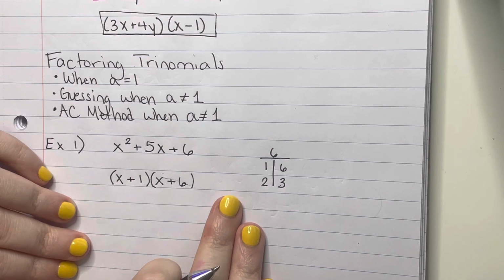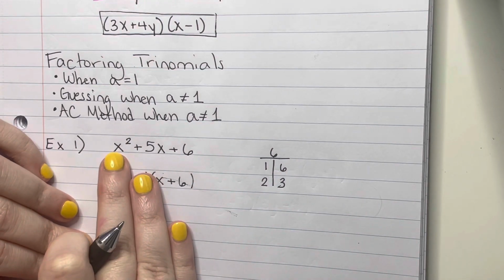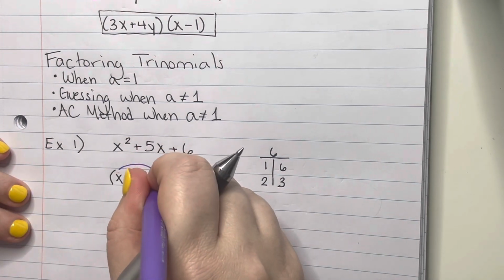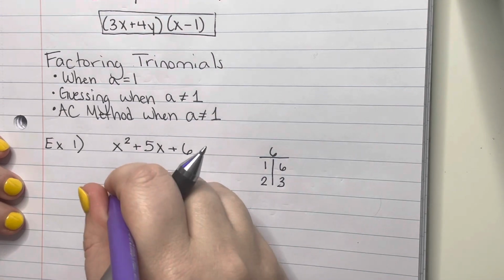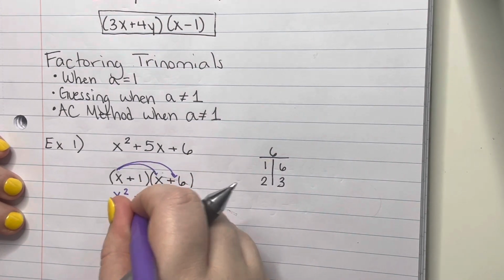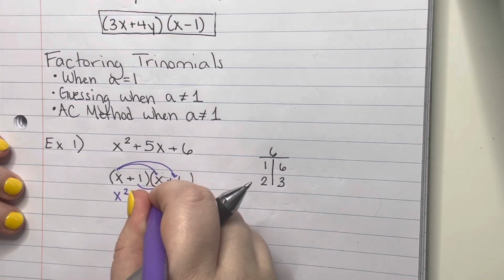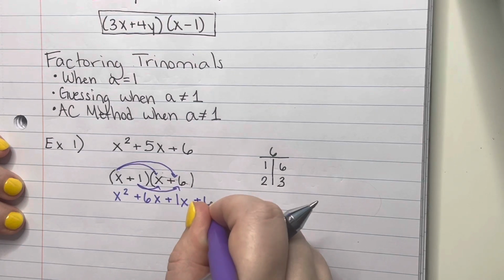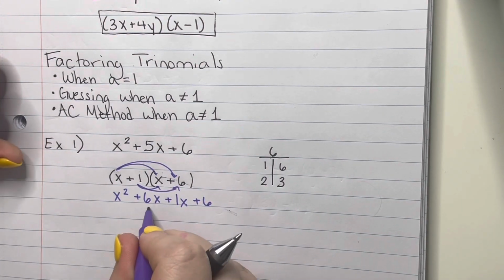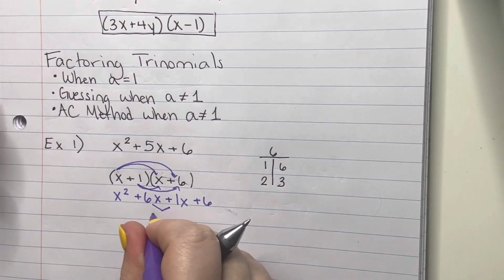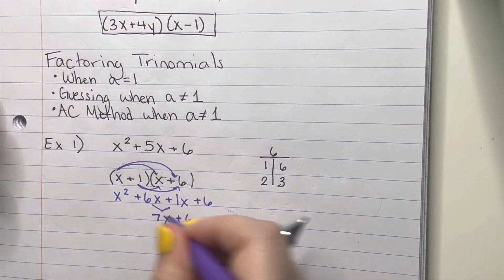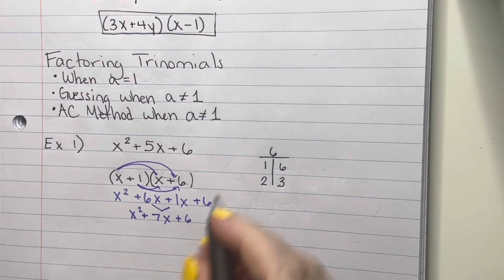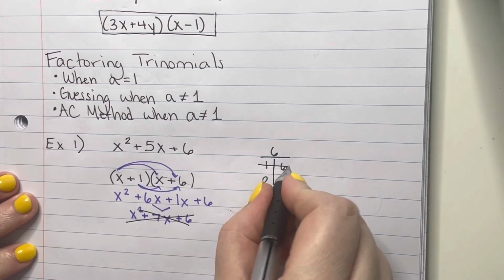If we multiply these binomials together, they need to create the expression x squared plus 5x plus 6. So we'll test it out. x times x is x squared. x times 6 is 6x. And 1 times x is 1x. And 1 times 6 is 6. When we combine like terms, we see that we're combining 1 and 6 to produce 7x. But this does not match the trinomial that we started with.